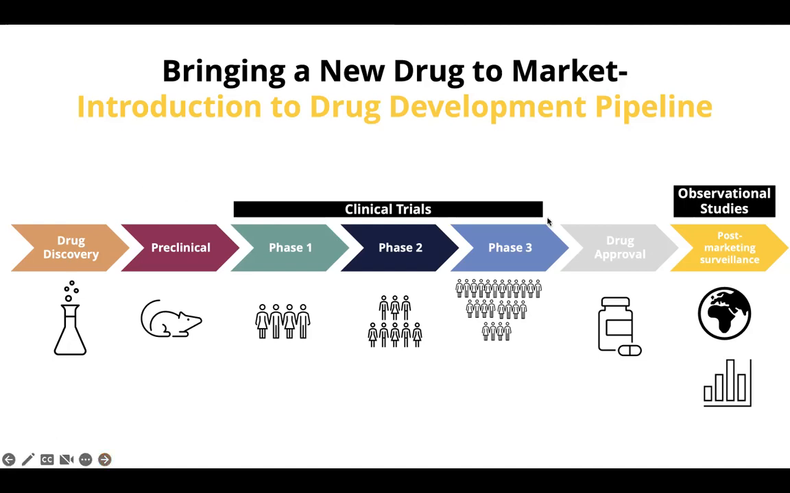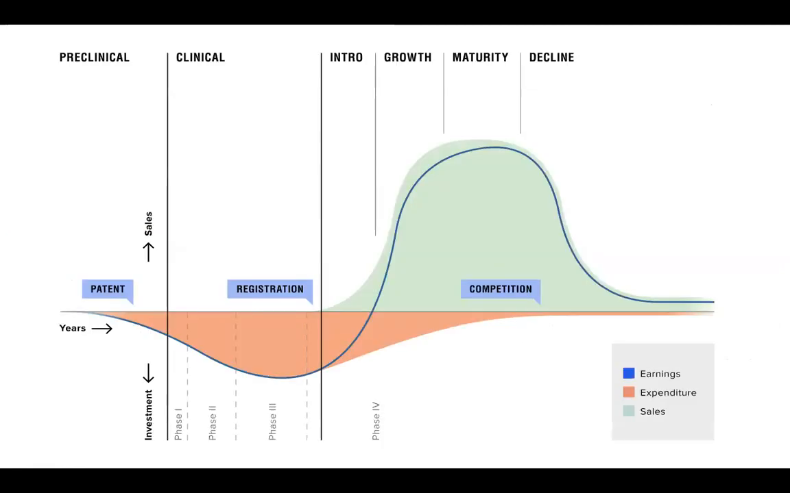Then you get into the clinical trials, which include phase 1, phase 2, and phase 3 studies, which are typically done in humans. Then if a medication has been shown to be safe and effective, it goes on to be approved for use on the market. And then after it's been approved and is being prescribed by physicians, we get into the post-marketing drug surveillance phase. So that's a quick overview of the entire drug development pipeline, and I'm going to go into each of these sections in a little more detail now.